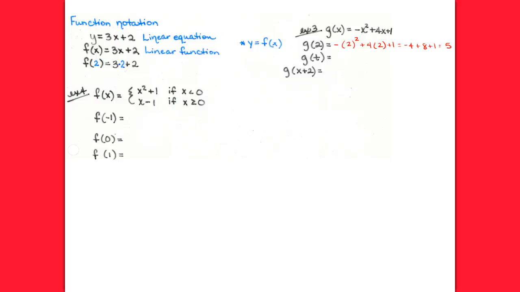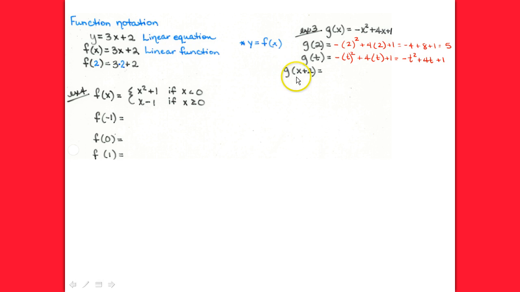All right, how about g of t? What do they want you to do when they say g of t? Put t in the place of x, exactly. So I could go through and just put t in the place of each of my x values, and I'll end up with negative t squared plus 4t plus 1. If they tell me to do g of triangle, I'll put triangle in the place of x. If they tell me to do g of smiley face, I'll put smiley face in the place of x. It doesn't matter what they give me.